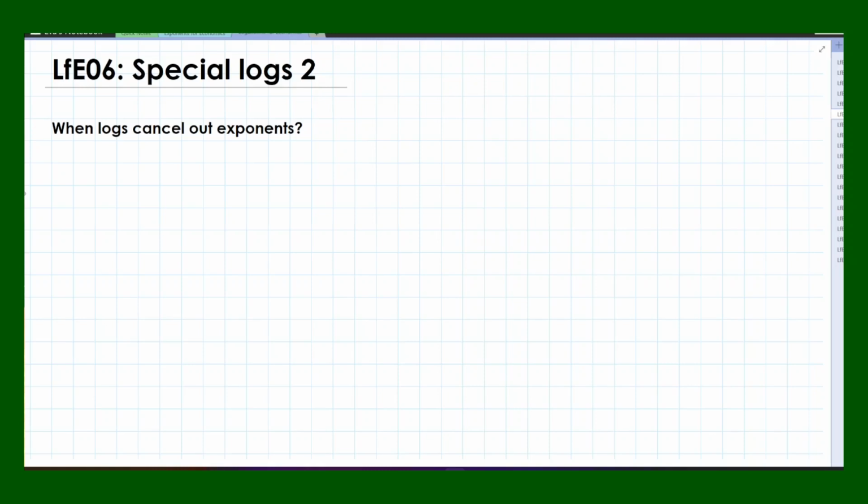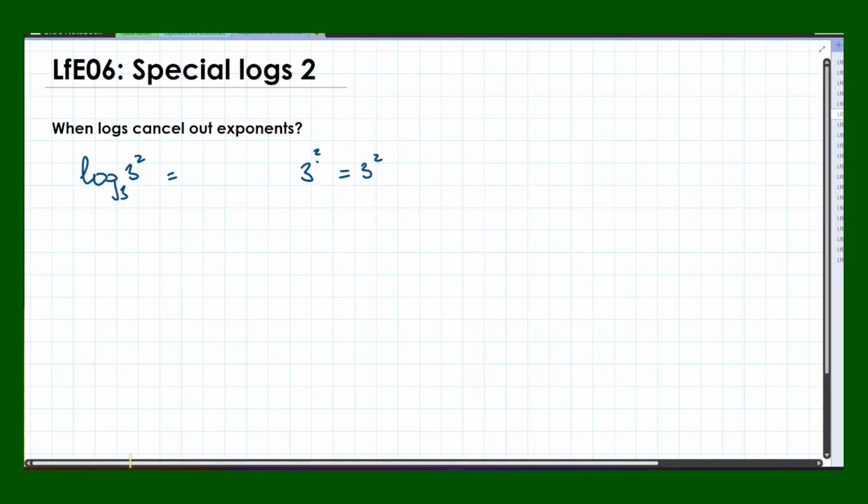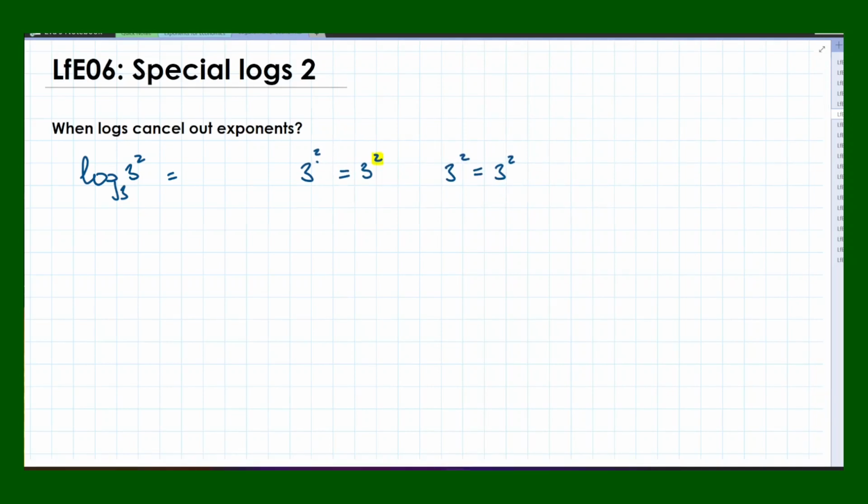So what happens if I've got a question something like log base 3 of 3 squared? What is this equal to? Well, the question is, what power do I need to raise 3 to? So the answer will be 3 squared. If we look at this question, the power, the exponent, has already been given to us. That is equal to 2. So 3 squared is equal to 3 squared. Well, there is no surprise there. But what it means for us is that log base 3 of 3 squared is just equal to 2.